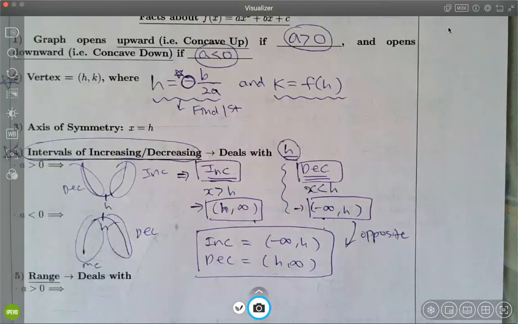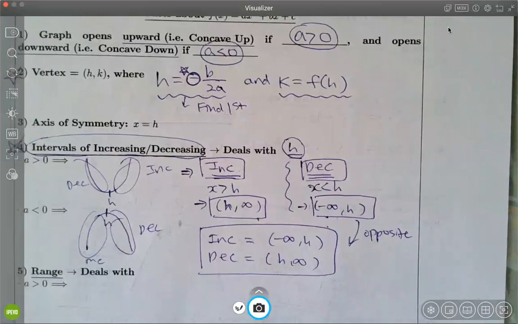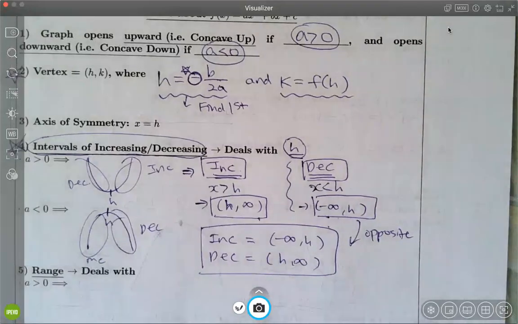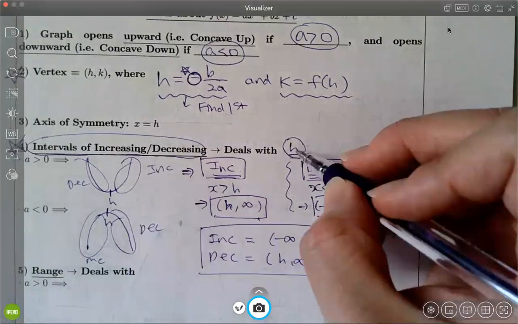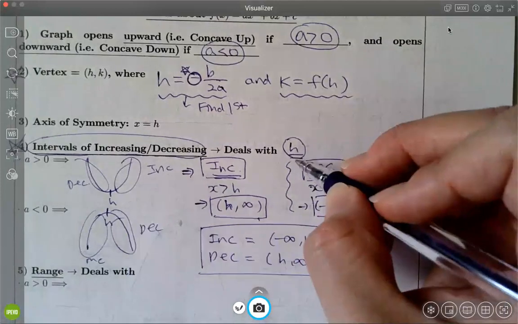Okay, so now it's kind of scary to memorize these four intervals. So my suggestion is do not memorize these four intervals. Rather, what you have to know is whenever you see increasing and decreasing intervals, remember two things. It has to deal with h, and use the graph.